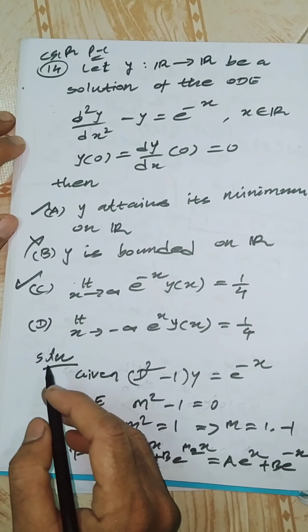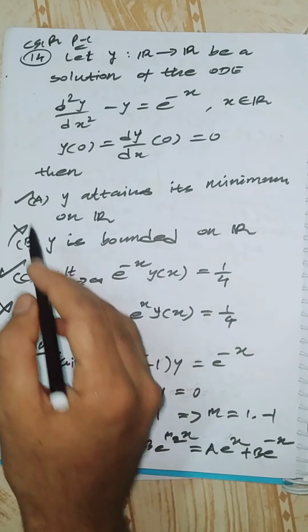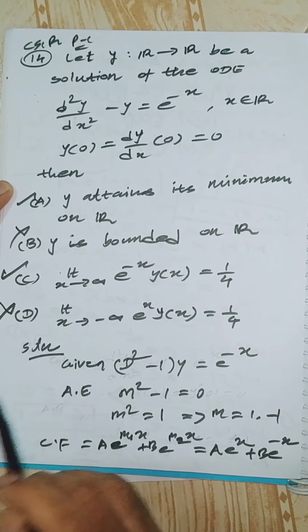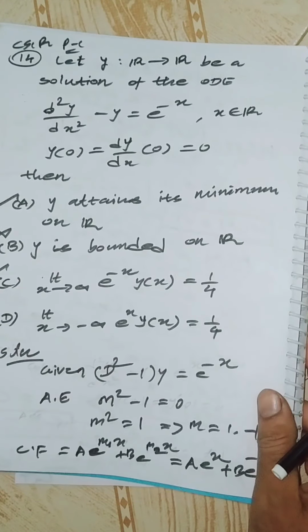So finally, option A is correct and option C is correct. A very easy problem, and the concept is one we mostly know well.